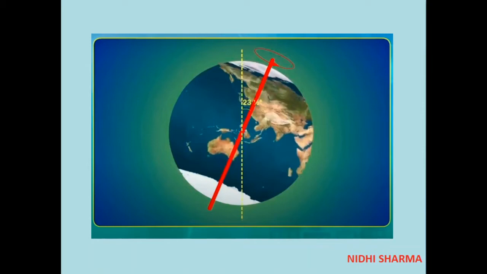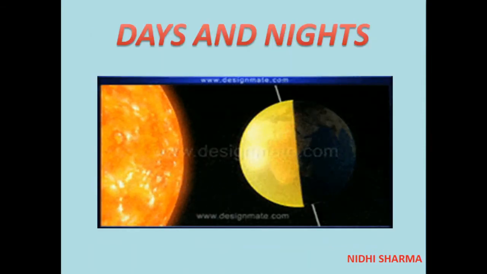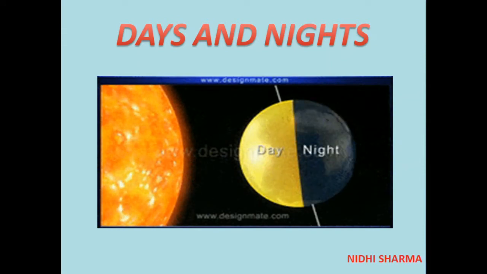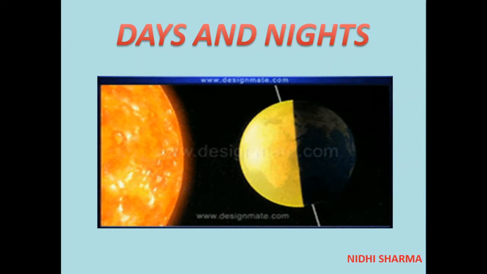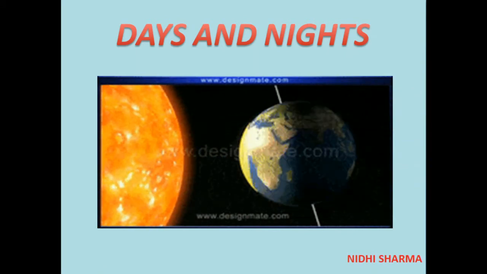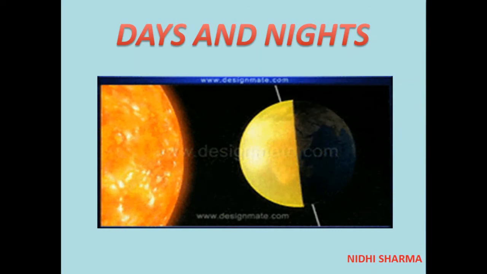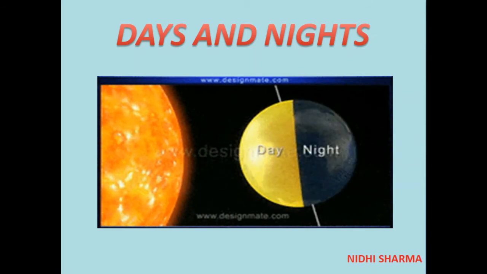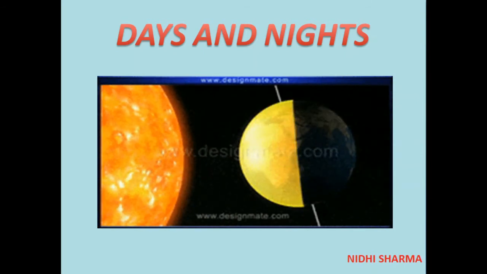Now, how are day and night formed? The rotation of the earth on its axis causes day and night. So, what causes day and night? The rotation of the earth on its axis from west to east causes day and night. We know that the earth is spherical in shape. As the earth is moving on its axis, only half of the earth receives the light of the sun at a particular time, and the part which receives light has day and the other half has night.